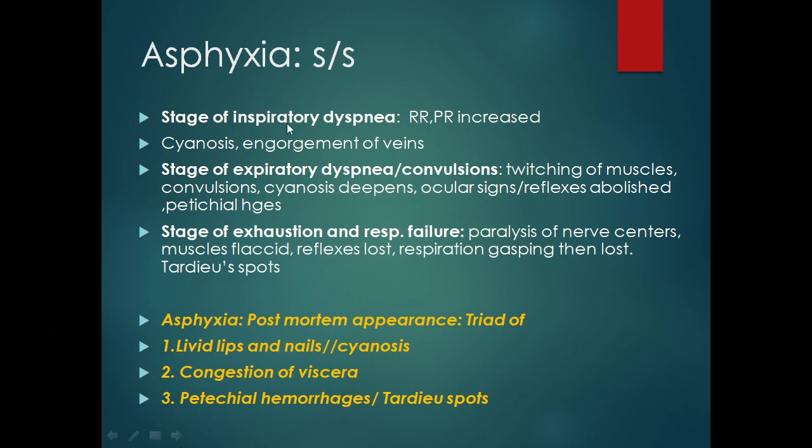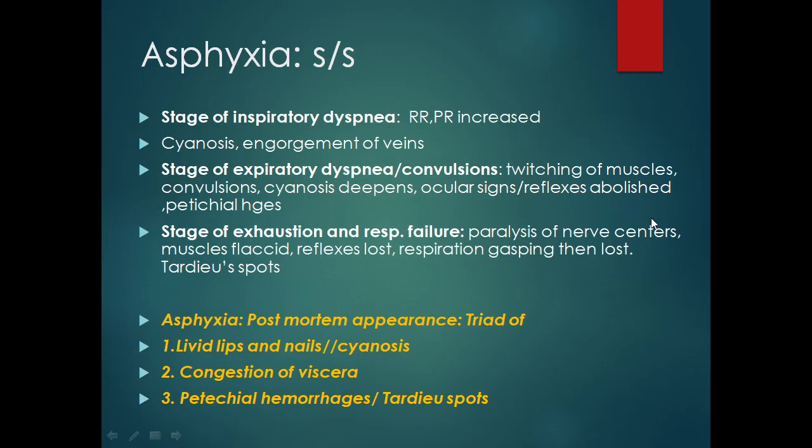The stage of inspiratory dyspnea: respiratory rate and pulse rate are increased. There is cyanosis and engorgement of veins. There is development of cyanosis over the lips, nose or ears. Then the stage of expiratory dyspnea and convulsion.